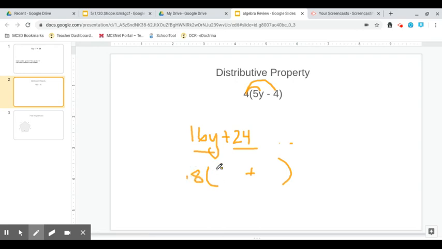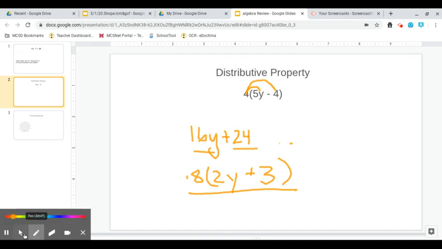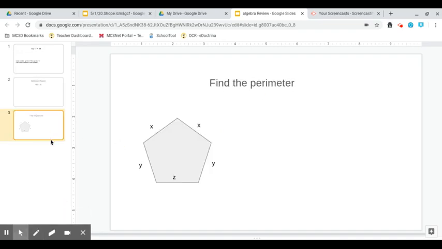8 times what is 16? Well, 2. There's also a y there, so we keep the y. 8 goes into 24, 3. And there's no letter, so the distributive property, factoring it, is 8 times the quantity 2y plus 3, going in reverse.